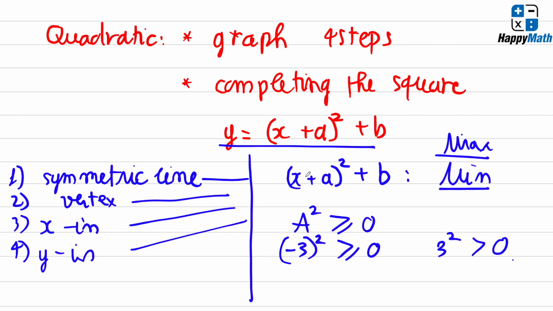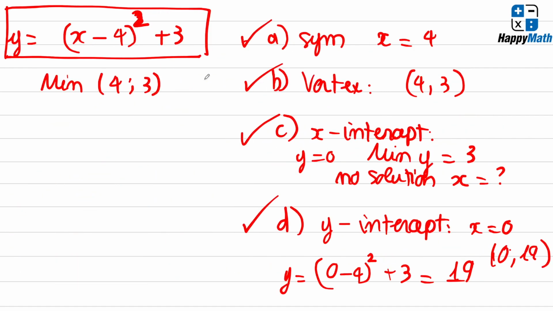In this video, I'm telling you about the graphing of quadratic equations. We have the general form of a quadratic equation, something like this: ax squared plus bx plus c equal to y. But in this video, I want to tell you about four features of a parabola, symmetric line, vertex, x-intercept, y-intercept, from the completing the square form. This is an example. Another one, you will have (x plus 2) squared and negative 3.